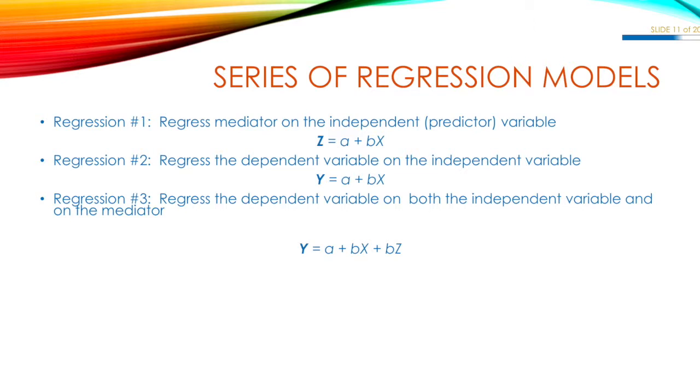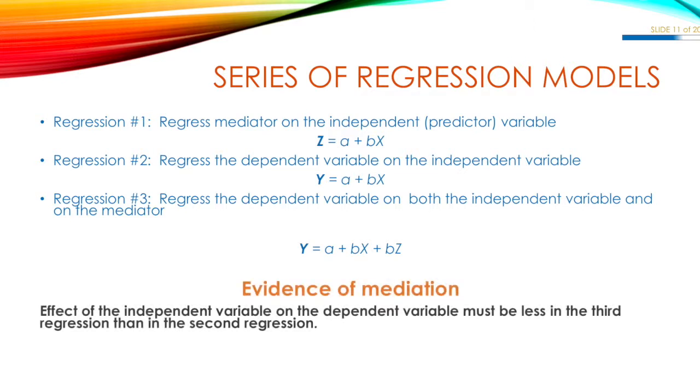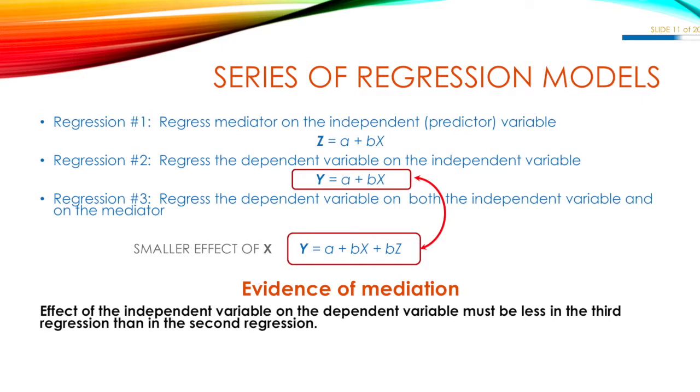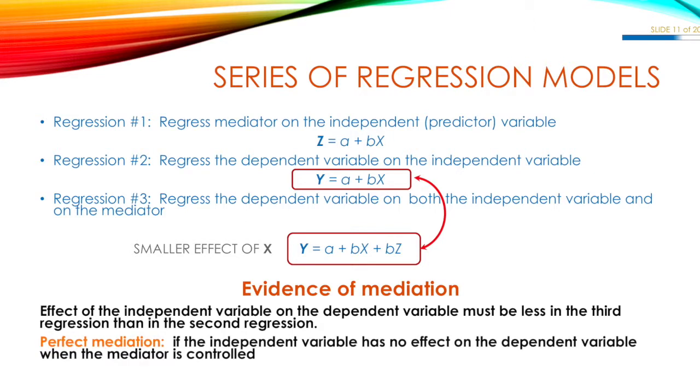And then finally, in the third regression equation, and this may be the most important part, the mediating variable must account for significant variance in the outcome variable, and the effect of the independent variable must be less than in the second regression equation. Now, in perfect mediation, the predictor, or x, no longer has any effect on the dependent variable, or y, when the mediator z is included in the regression equation.